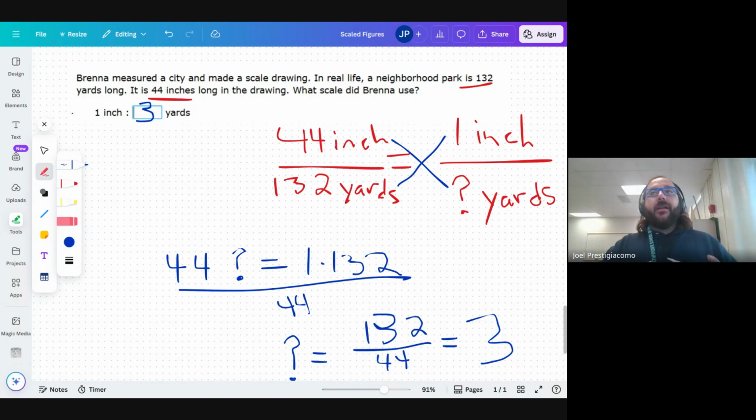Like if you're drawing a neighborhood, you want to be able to draw an inch being 3 yards. That way, a foot would be 36 yards. It'd be pretty big. It's almost 100 feet, right? But again, we just build an equation with 4 parts, one ratio versus another.